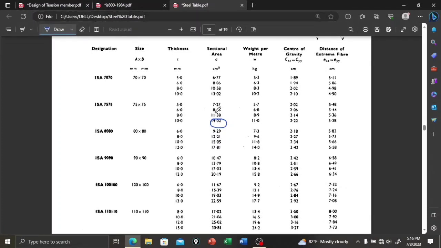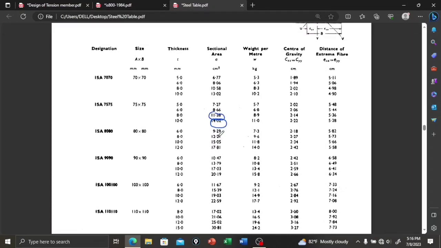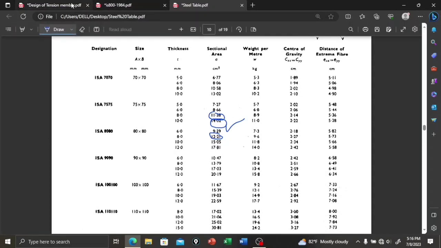You can also choose this, or this. They are all greater than 8.333. I choose 14.02 because in the exam we don't have time to do multiple trial and error. So I choose 14.02.